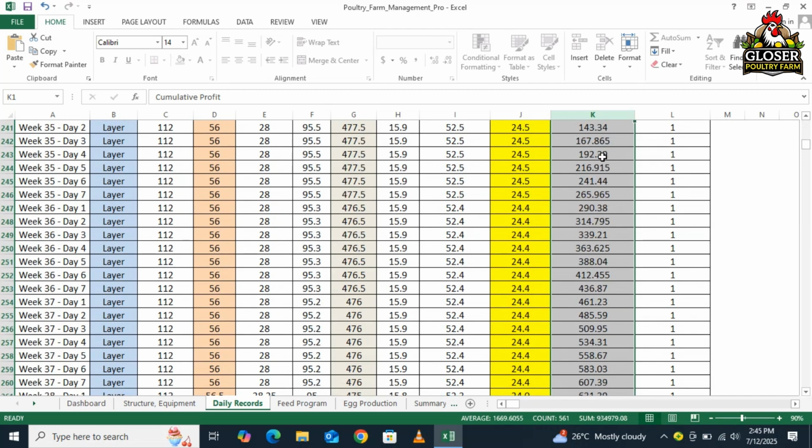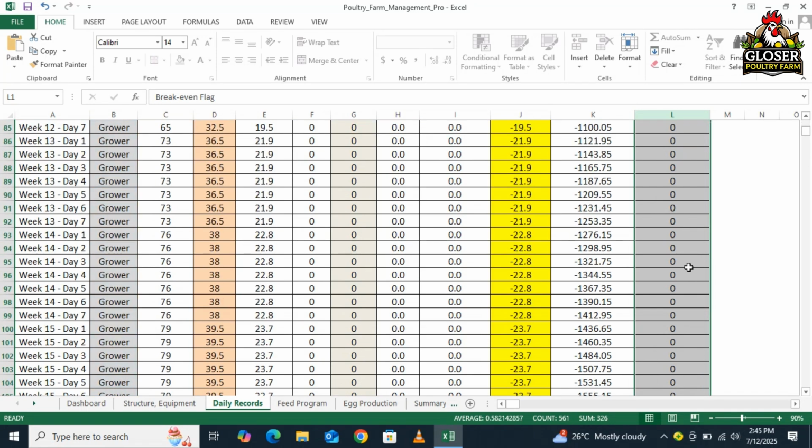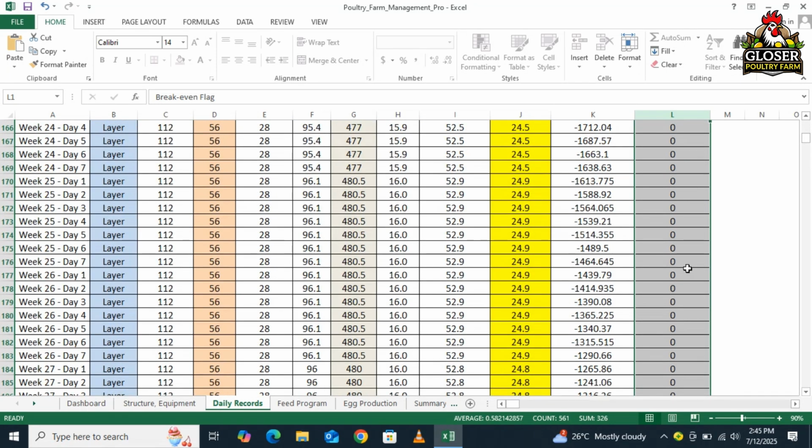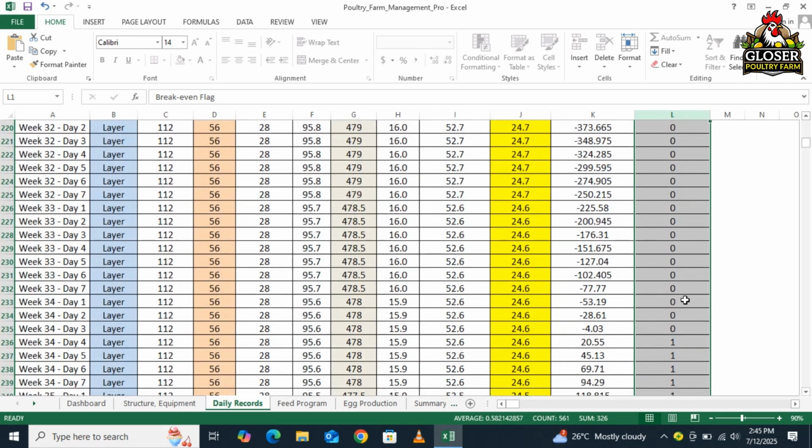One of the most important features of this system is the break-even flag. This is a special column that tells you the exact day your farm recovers all the money you spent to start it. That moment is called the break-even point. On this day, your total profit becomes equal to your total startup expenses. Before this day, everything you earn is going toward recovering your costs. After this day, every single dollar you make is pure profit.